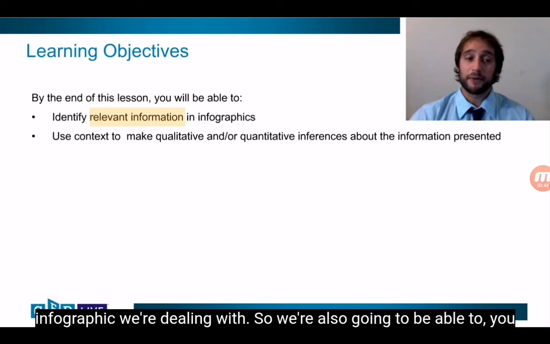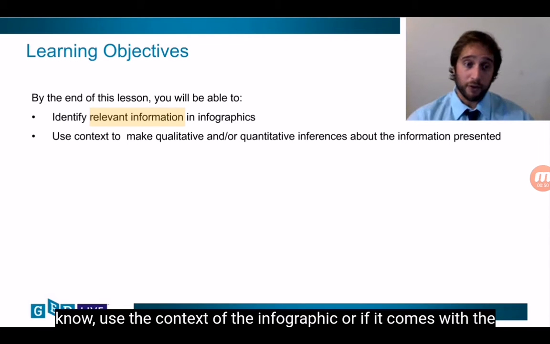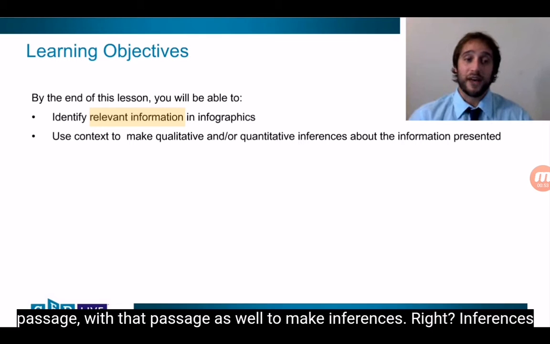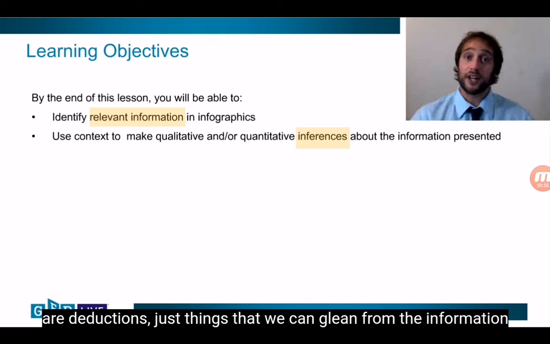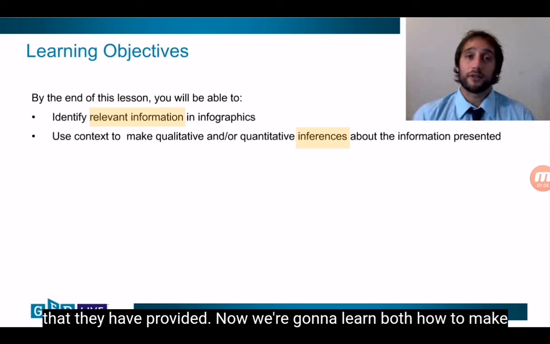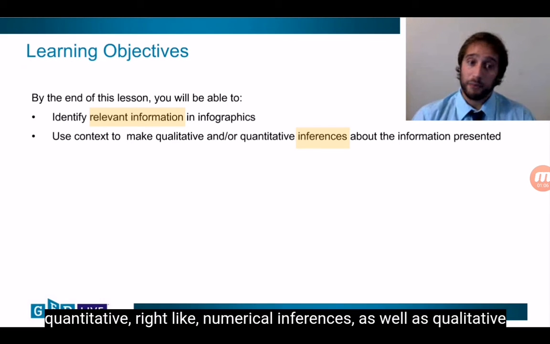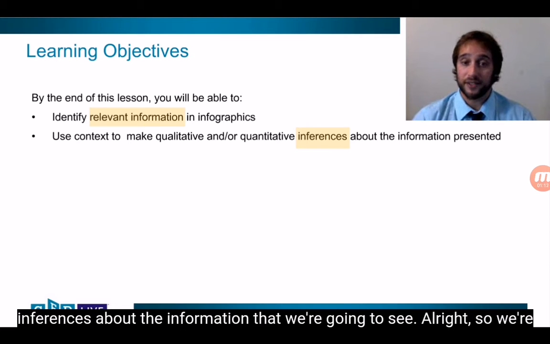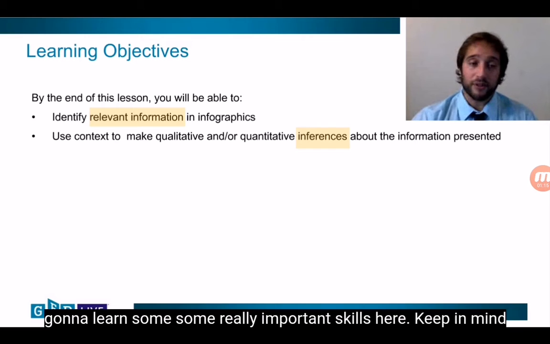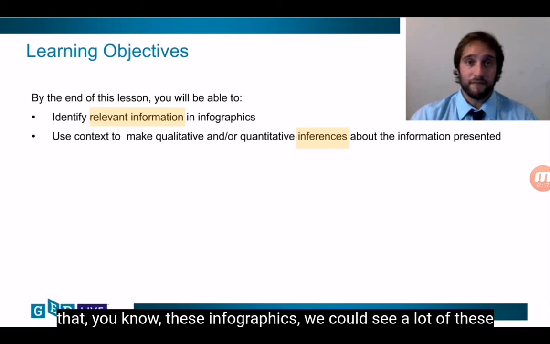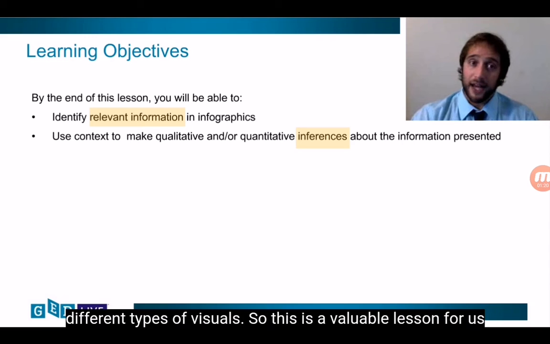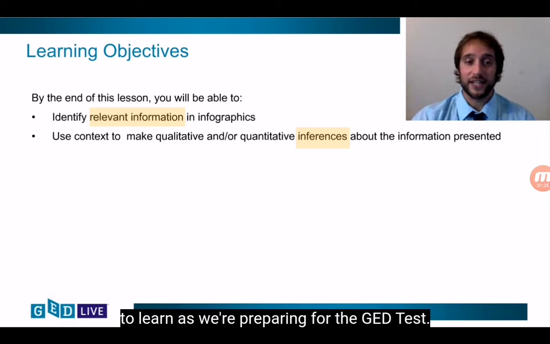We're also going to be able to use the context of the infographic, or if it comes with a passage, that passage as well, to make inferences, right? Inferences are deductions, just things that we can glean from the information that they have provided. Now, we're going to learn both how to make quantitative, like numerical inferences, as well as qualitative inferences about the information that we're going to see. So we're going to learn some really important skills here. And keep in mind that we can see a lot of these different types of visuals. So this is a valuable lesson for us to learn as we're preparing for the GED test.